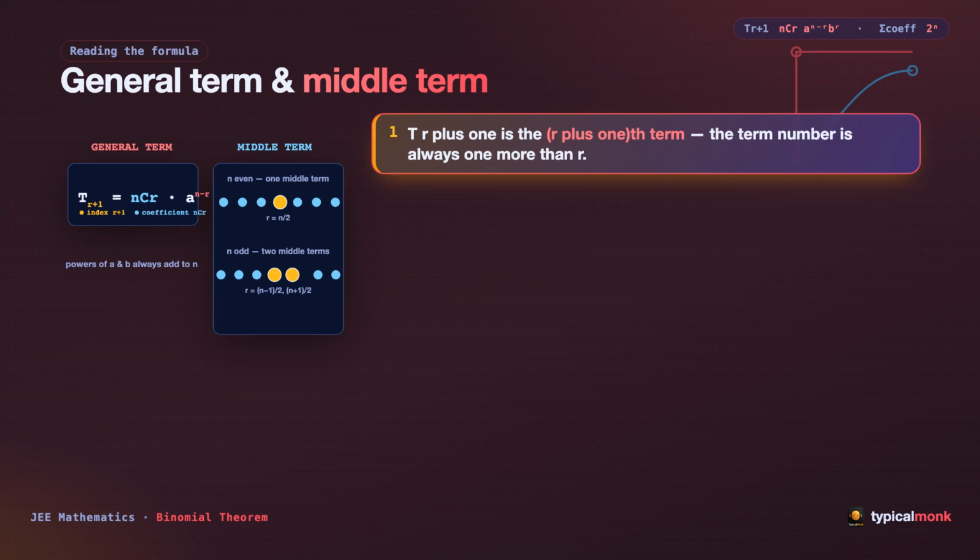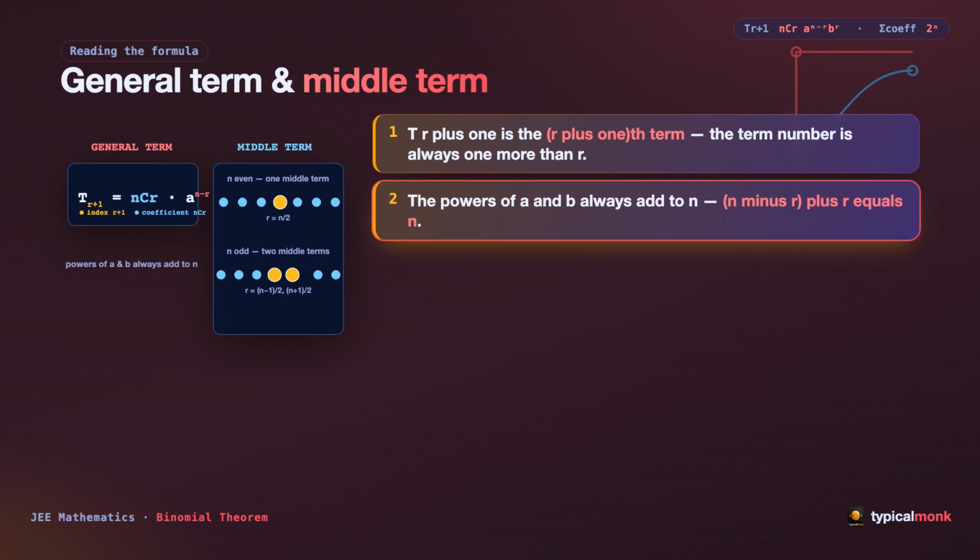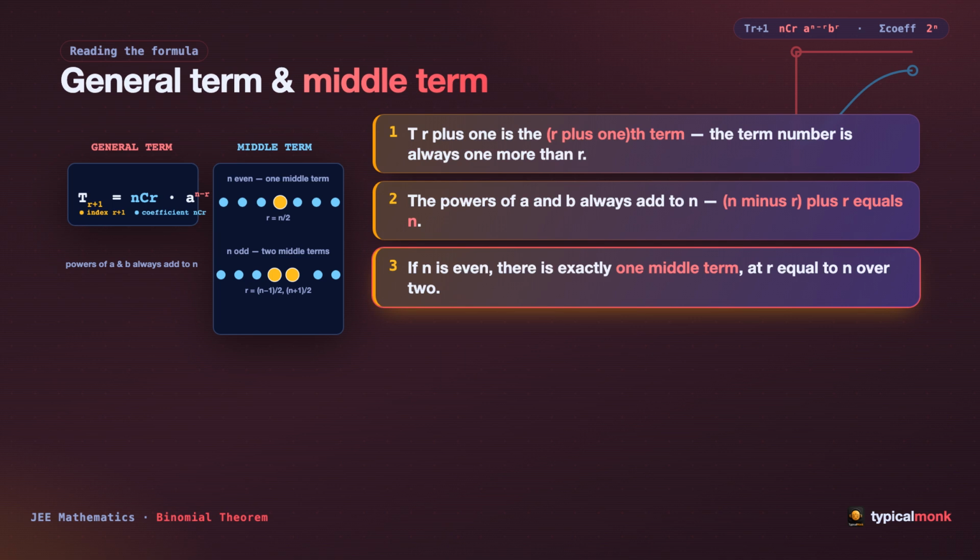First, T(r+1) is the r plus 1 term. John's rule of thumb is that the term number is always one step ahead of r, so the fifth term means r equals 4, never 5. Second, the powers of a and b always add back up to n, since n minus r plus r is simply n every single time. Third, when n is even, there is exactly one middle term sitting at r equal to n over 2.